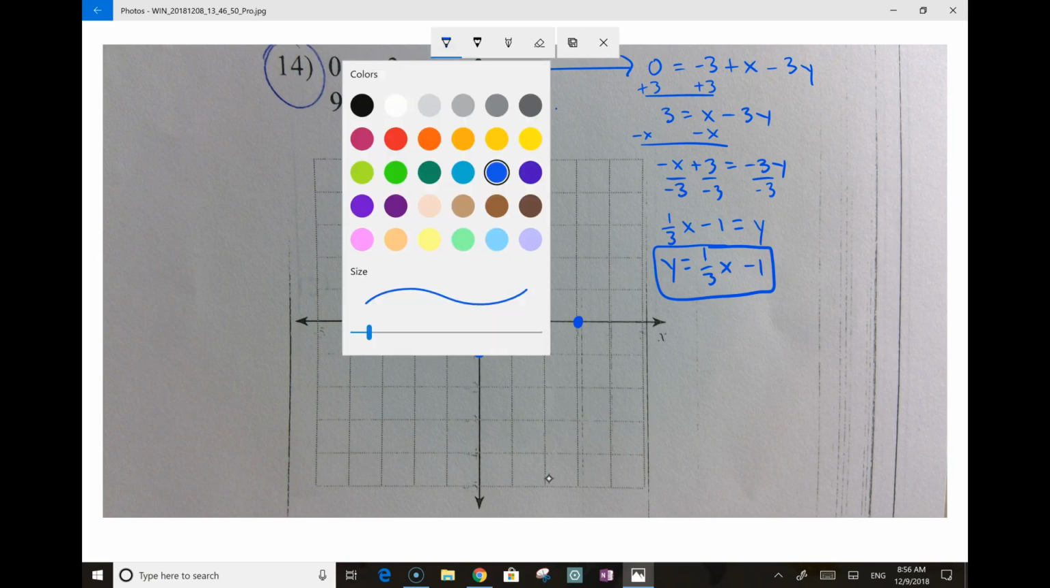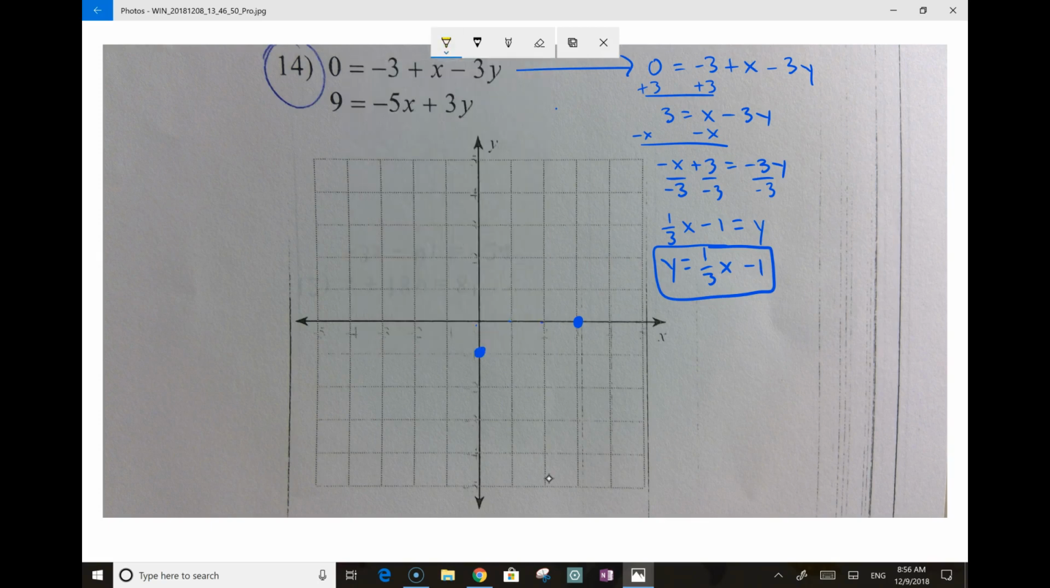For now, what I want to do is I want to change this one. So I'm going to change this one into something graphable. So I'm going to move the 5x to the other side. So when I do that, by adding 5x to both sides, what I get is 5x plus 9 is equal to 3y. And then I divide by 3 everywhere.